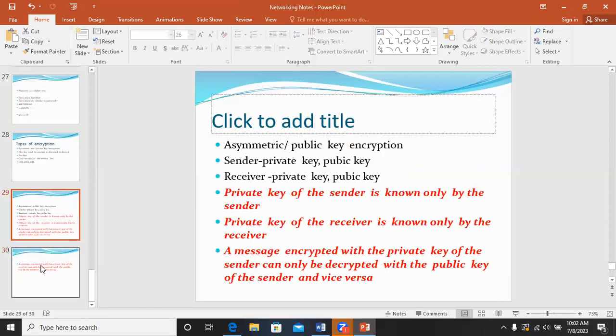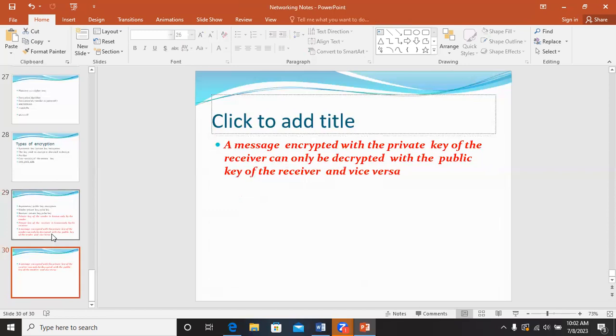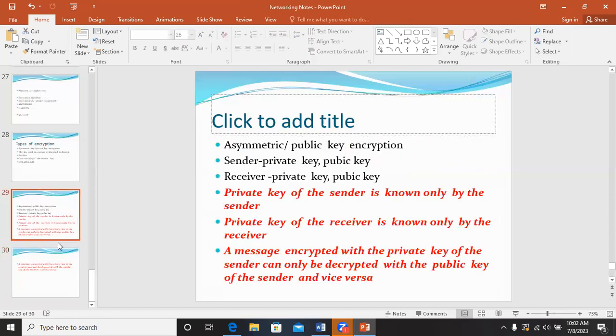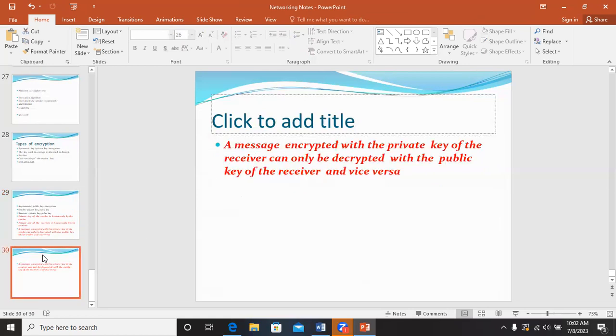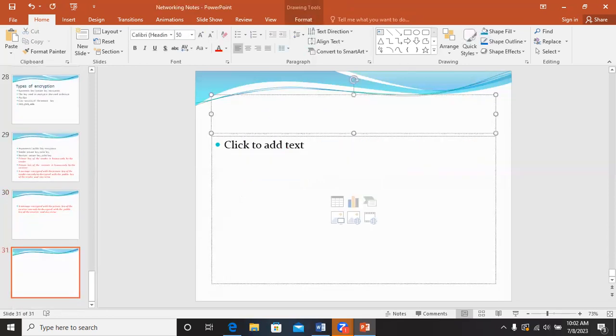Now, this information is very key for us to understand encryption. Private key of the sender is known only to the sender. Private key of the receiver is known only to the receiver. Message encrypted with the private key of the sender can only be decrypted with the public key of the sender and vice versa. Message encrypted with the private key of the receiver can only be decrypted with the public key of the receiver and vice versa. So that leads us to objectives of encryption, right?